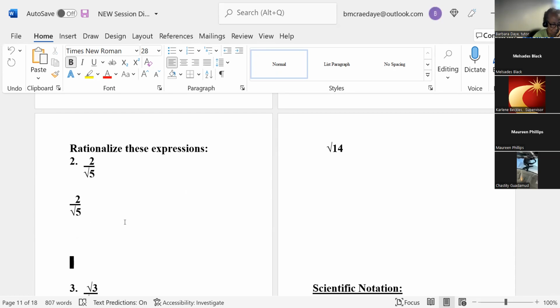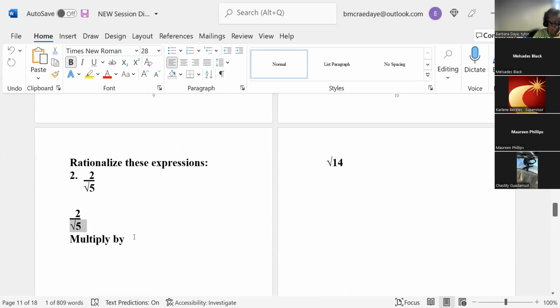You're a little confusing anyhow. Okay, let me just put it in words here. The first step is to multiply by square root of 5 over square root of 5. So I'm going to put square root of 5. And that's 1, right? Multiply square root of 5 over square root of 5. So let me just put that here. So that's your first step, Maureen.